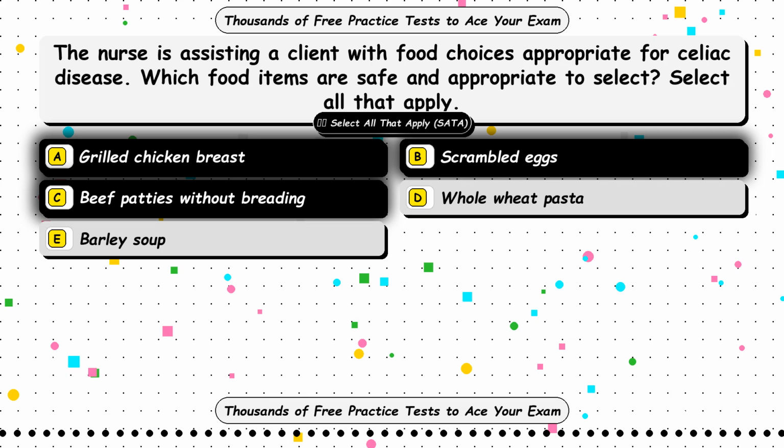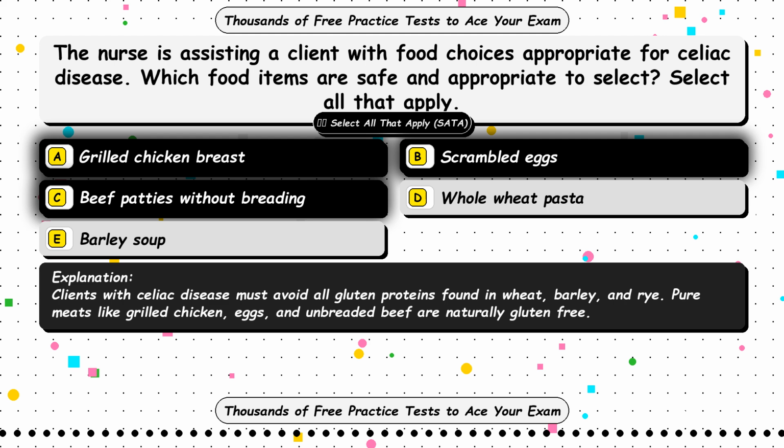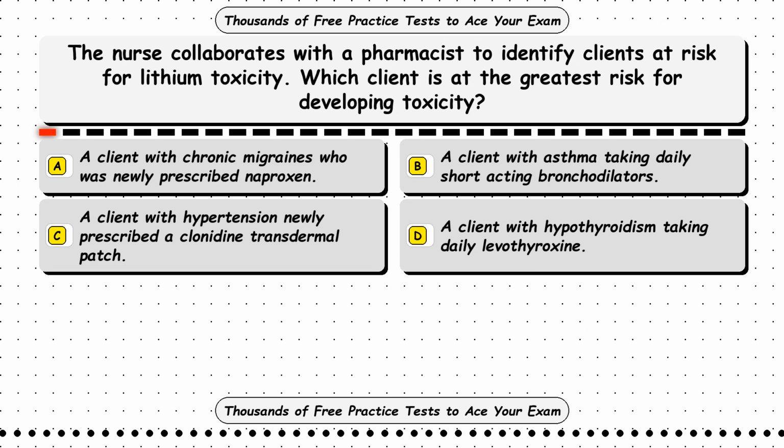The correct answers are options A, B, and C: grilled chicken breast, scrambled eggs, beef patties without breading. Clients with celiac disease must avoid all gluten proteins found in wheat, barley, and rye. Pure meats like grilled chicken, eggs, and unbreaded beef are naturally gluten-free. Question 44. The nurse collaborates with a pharmacist to identify clients at risk for lithium toxicity.